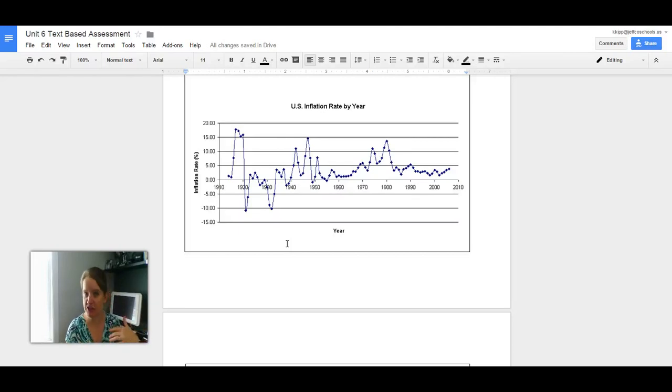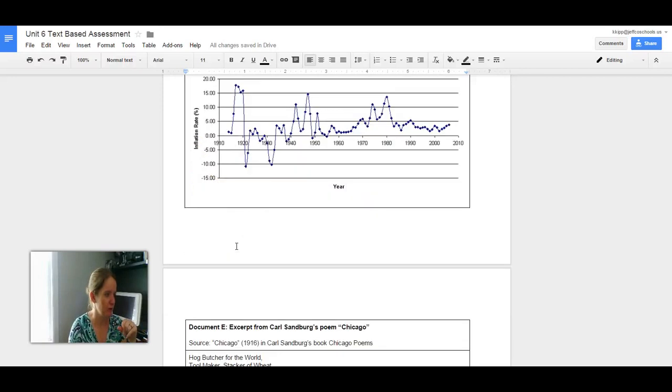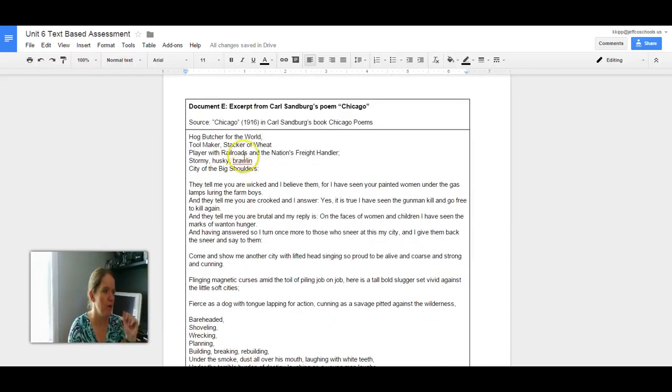Because of inflation, our nickel doesn't buy as much anymore, and so we have to have dollar stores, right? We renamed them. Used to be nickel and dime stores, now we call them dollar stores. So this is inflation. How much does a dollar buy in a given year, and how much is it going up per year? Okay. Then we have an excerpt from Carl Sandburg's poem, Chicago.